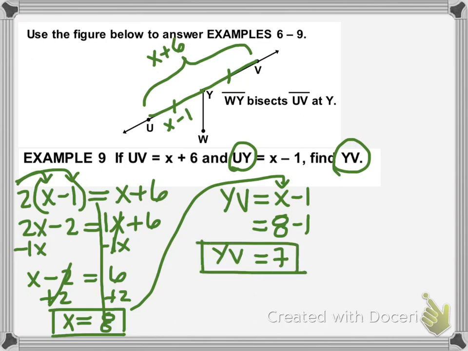If I had another question that said, well, what is UV, the whole thing? We could say 7 plus 7 is 14. Or we could plug in that 8 here for x. 8 plus 6 equals 14.